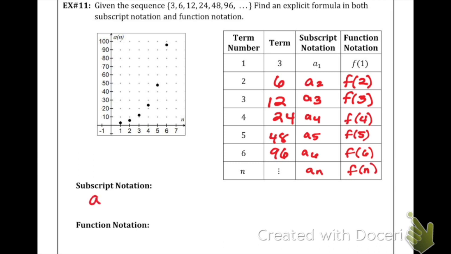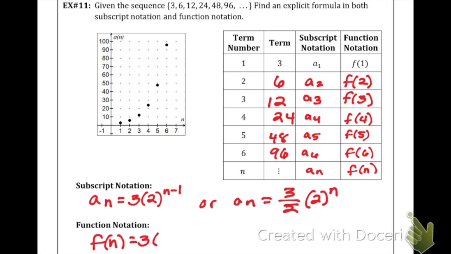So in subscript notation, it'd be a sub n is equal to my first term times 2 to the n minus 1. Or if you wanted to knot it, a sub n would be equal to 3/2 times 2 to the n. In function notation, f of n is equal to 3 times 2 to the n minus 1, or f of n is equal to 3/2 times 2 to the n. Oops, sorry, that should, yeah, nope, I did that right. There we go.